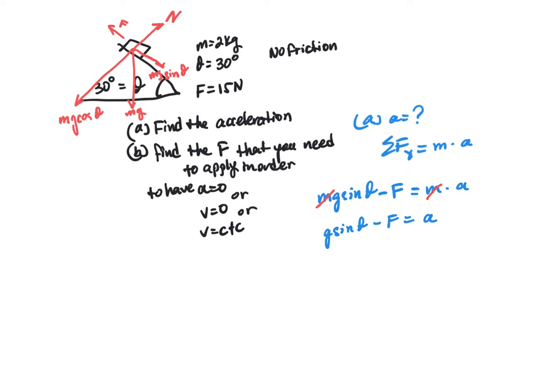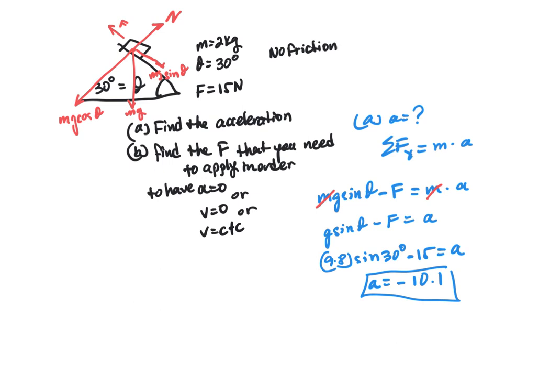So our g is 9.8 sine of our 30 degrees minus the force, which is 15, and we get our acceleration. Our acceleration, when we figure this, is going to be 9.8 sine of 30 minus 15. We end up with negative 10.1. So that is our acceleration.